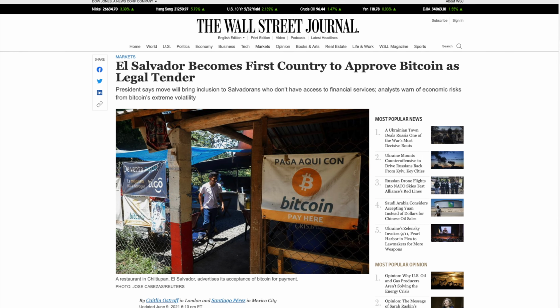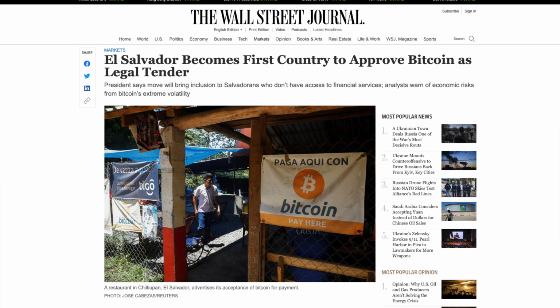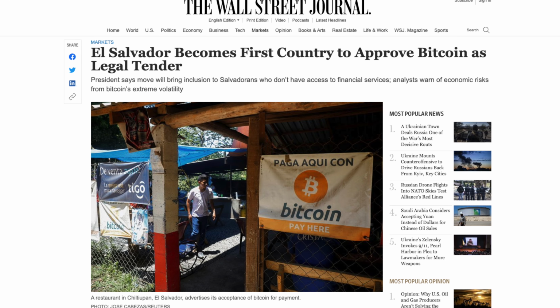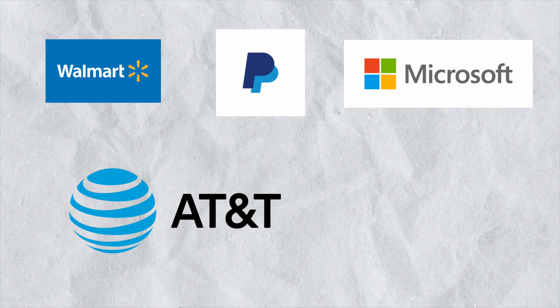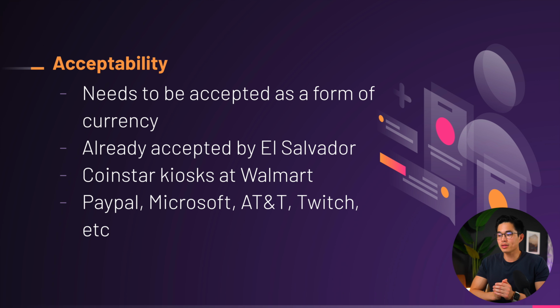So far, El Salvador has already transitioned and is accepting Bitcoin as a form of currency officially. And you also have some companies like Walmart, PayPal, Microsoft, AT&T, Twitch, and more. So in my opinion, this is only the beginning, as more and more companies and countries will begin to accept Bitcoin with the progression of blockchain technology.